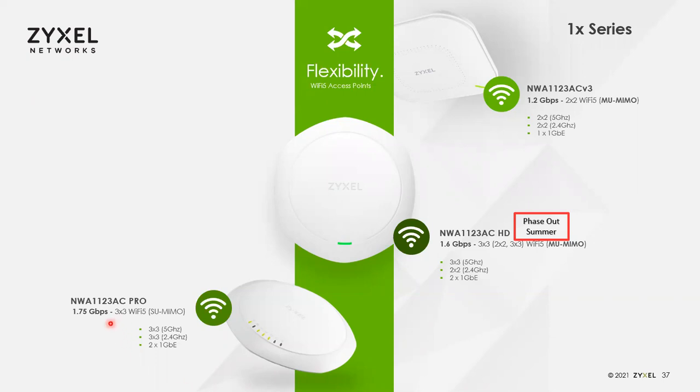And then we've got the 1123 AC Pro. We've got 2 versions of it. One version comes bundled with a standalone PoE injector and one does not. So if you're using switches to power your devices, you'll save a few bucks if you buy the version which doesn't come with the PoE injector.